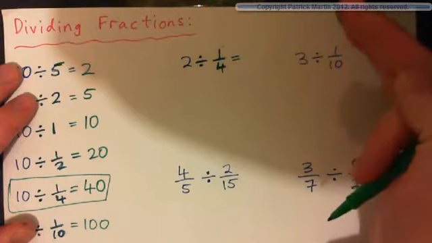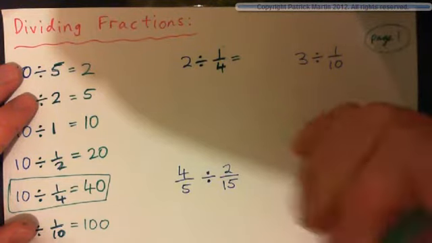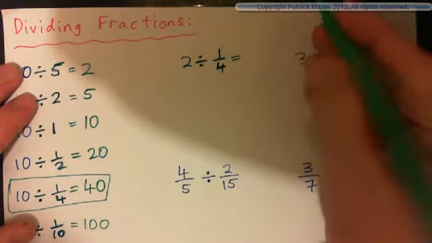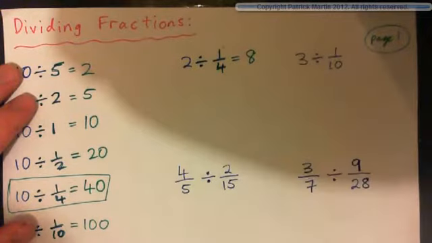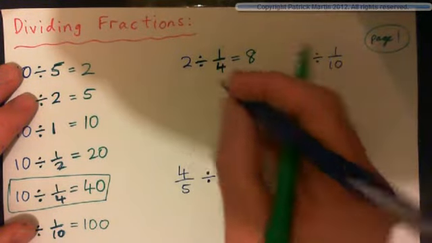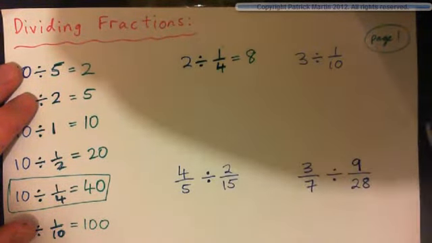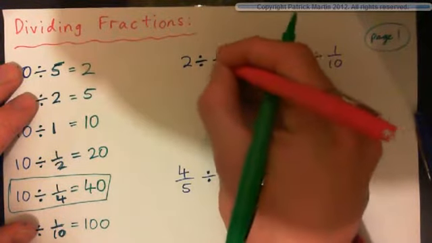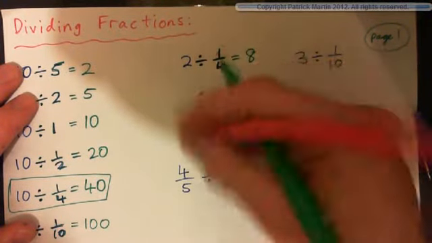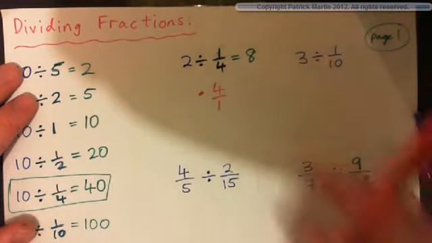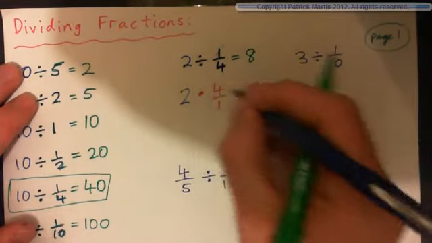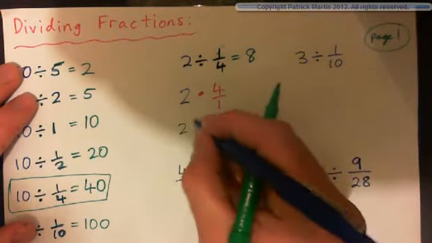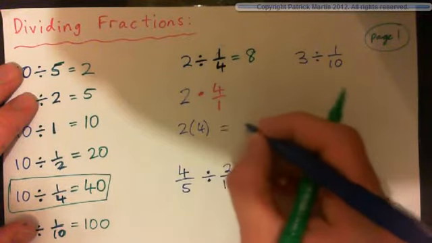Well, it's 4 quarters in $1. So isn't that 8 quarters in $2? So that's 8, right? So if I used my division rule, when I'm dividing by a quarter, I need to multiply by the reciprocal. Multiply by 4 over 1, right? So I've got 2 times 4 over 1, which is of course just 2 times 4, which of course is 8, right?